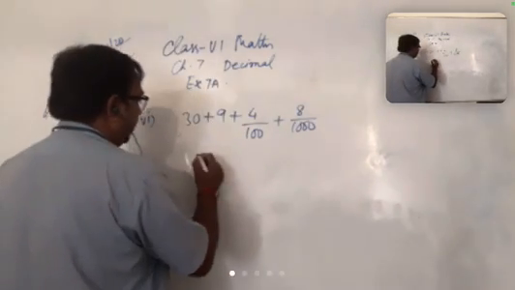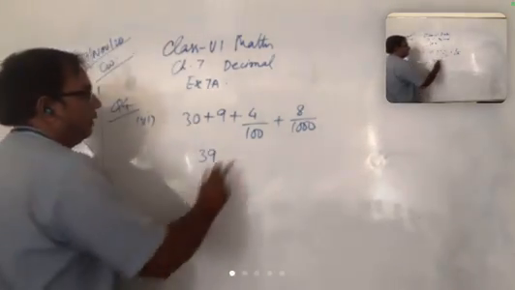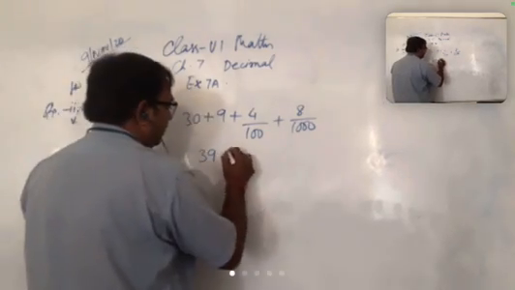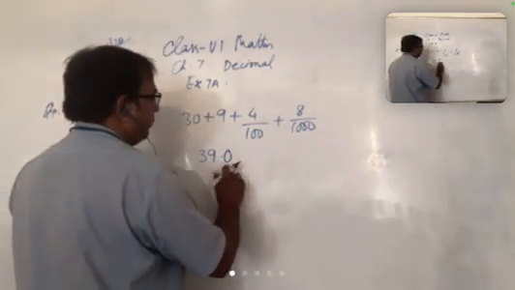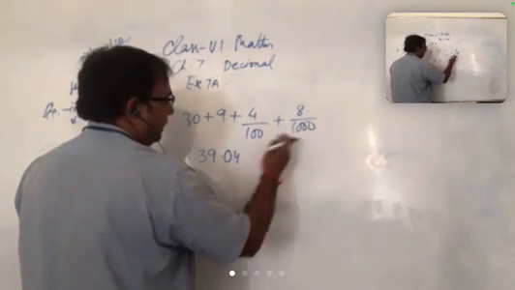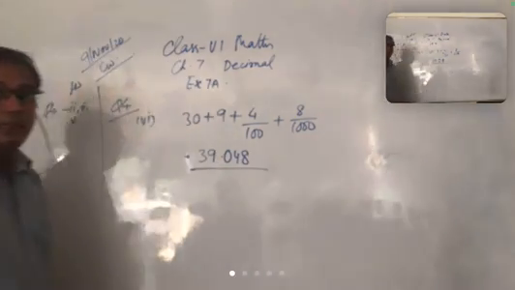So 30 plus 9 is 39, point is there. Now it's 4 hundredth, which means the tenth place is empty. So we put 0 over here and then we write 4, and this is 8 thousandth, so 8 is here. Clear?